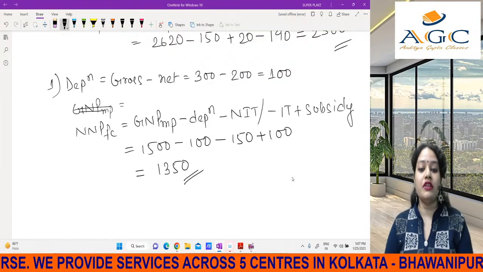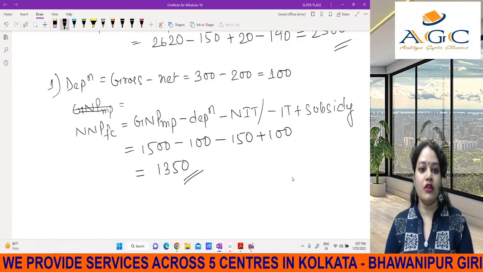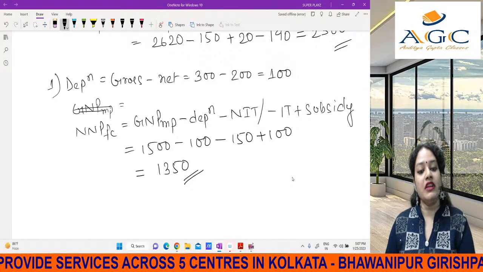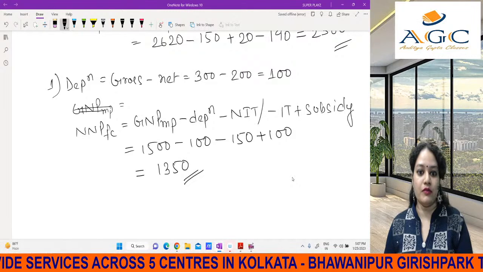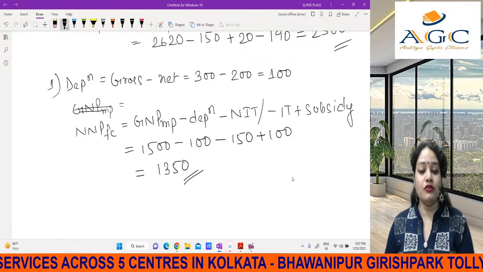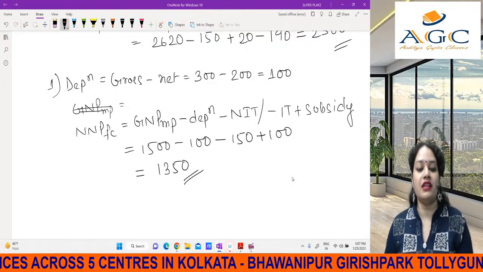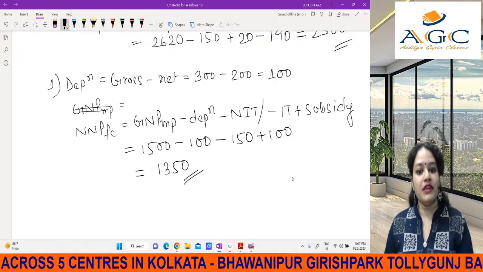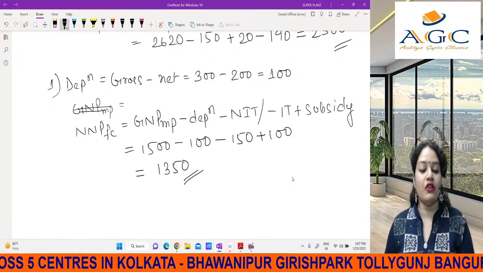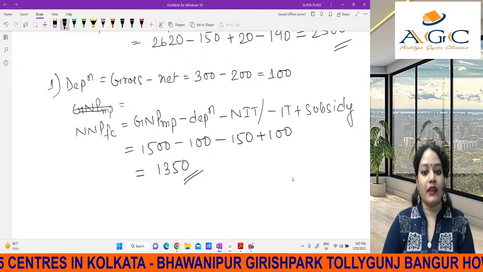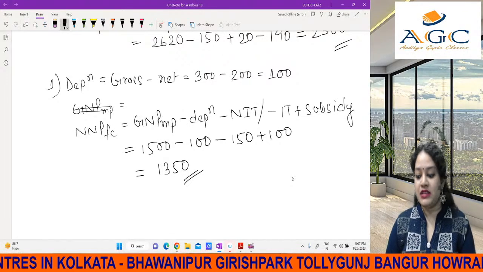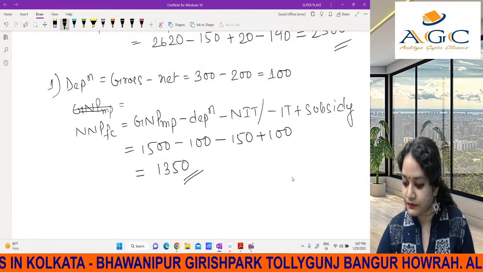So here we did not use any method, but what did we do? We just knew our initial formulas, and this is a sum from the year's paper. So what do you have to do? You have to know the initial formulas that I gave, from gross to net, from net to gross, all those formulas by heart. You have to know those very well. Okay. I hope this sum is clear to everyone.